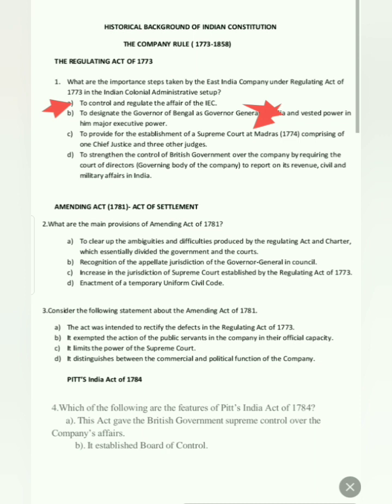To provide for the establishment of a Supreme Court at Calcutta in 1774, comprising one Chief Justice and 3 other judges. To strengthen the control of the British government over the company by requiring the Court of Directors, the governing body of the company, to report on its revenue, civil and military affairs in India. Okay, absolutely right. So the option is the complete one.